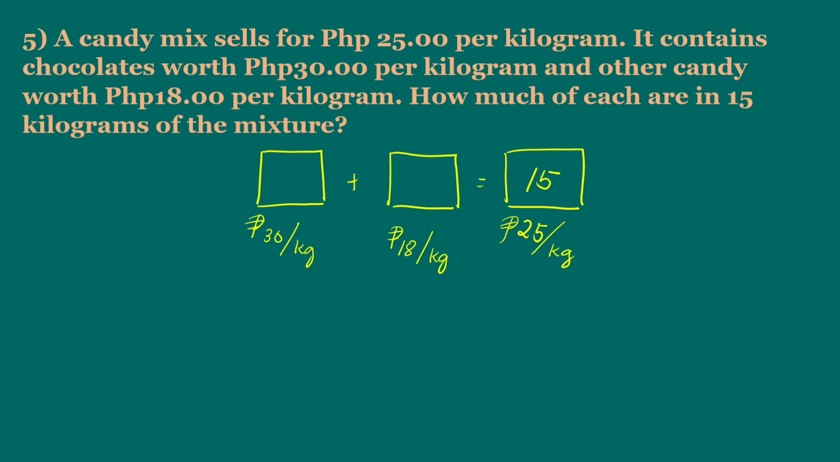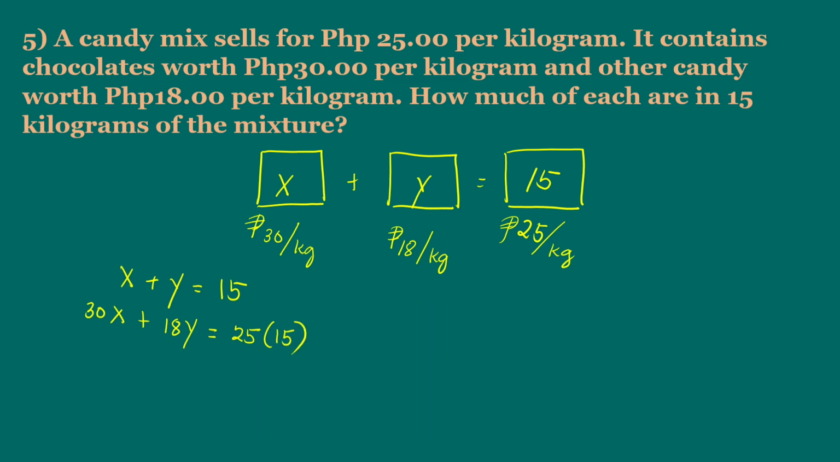What we do not know here are the mass of each of what are being mixed. So we can assign x and y there. So x plus y is equal to 15. And then 30 pesos times x plus 18 pesos times y equals 25 pesos times 15.